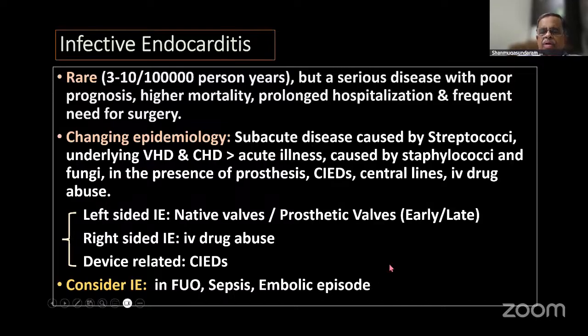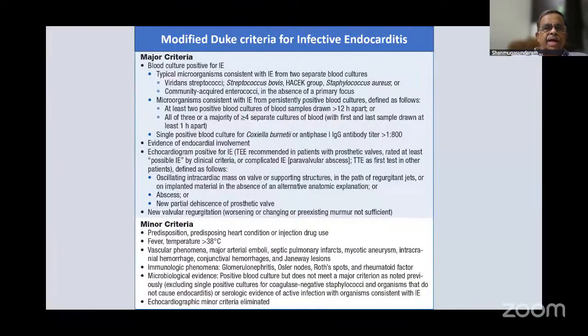Whenever there is fever of unknown cause, whenever there is sepsis with undetermined focus, whenever there is an embolic episode, consider infective endocarditis and use echocardiography to establish the diagnosis. This is Duke's criteria with which you're all very familiar.